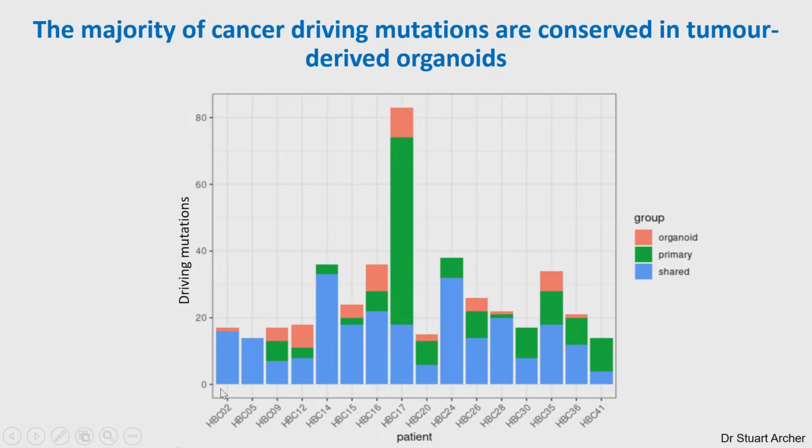And you've got very good examples here, for example, lines number 2, 5, 14, or 28, where all the driving mutations are shared between the organoids and the primary tumor, suggesting that they very nicely mimic the mutation profile of the primary tumor. However, you can also find a couple of samples in these sets, for example HBC17 and HBC41, where the majority of the mutations are found in the primary tumor, and there's a very limited number of mutations that are shared between the organoids and the primary tumor.